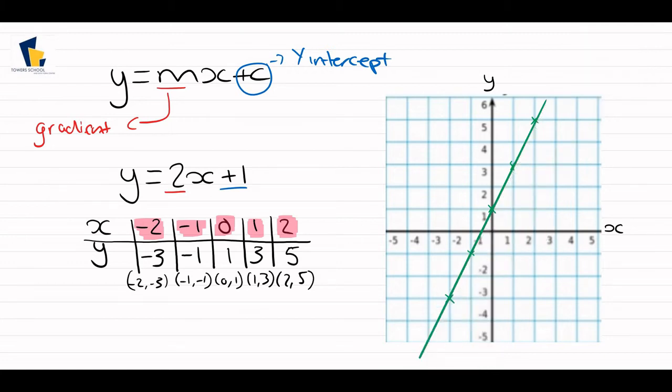And the last thing we're going to do is label the line with the equation, which is y equals 2x plus 1. Okay, so pause the video here, make sure you've got this diagram down, and then we'll have a look at another one.